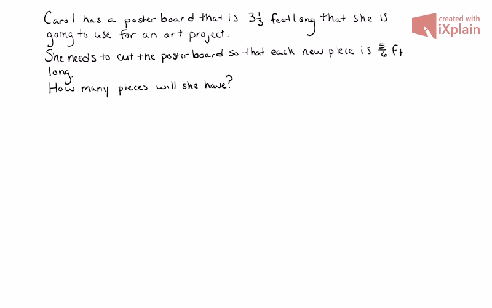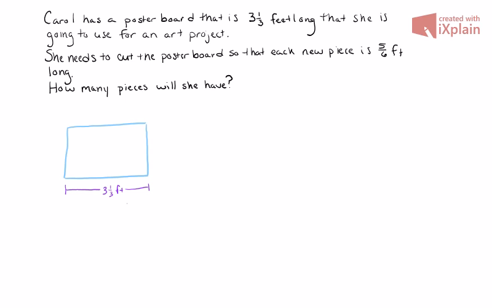So maybe what we might want to do to start is to think about strategy. Maybe outline what information I have, maybe represent this in a picture. So I'm going to go ahead and just put my poster board in here as best as I can. And most of us are probably pretty adept at drawing a rectangle or something that resembles one pretty closely. I'm also going to label this. So I am going to note that the length of this poster board is 3 1/3 feet long.